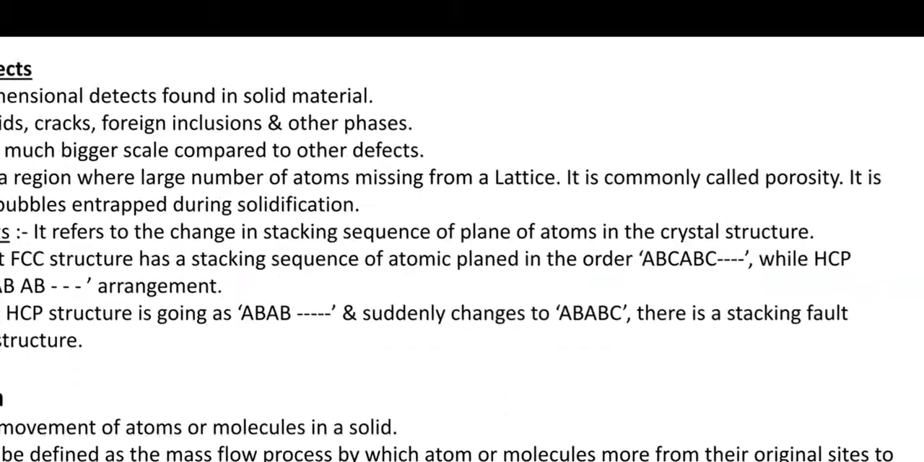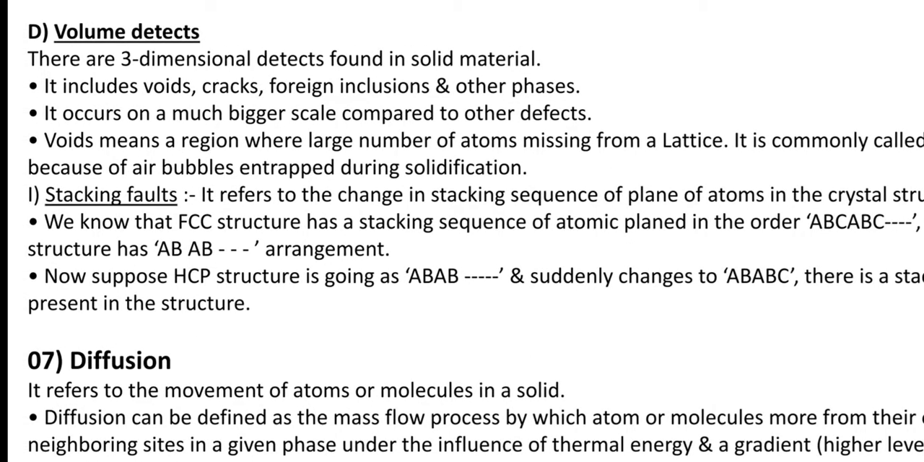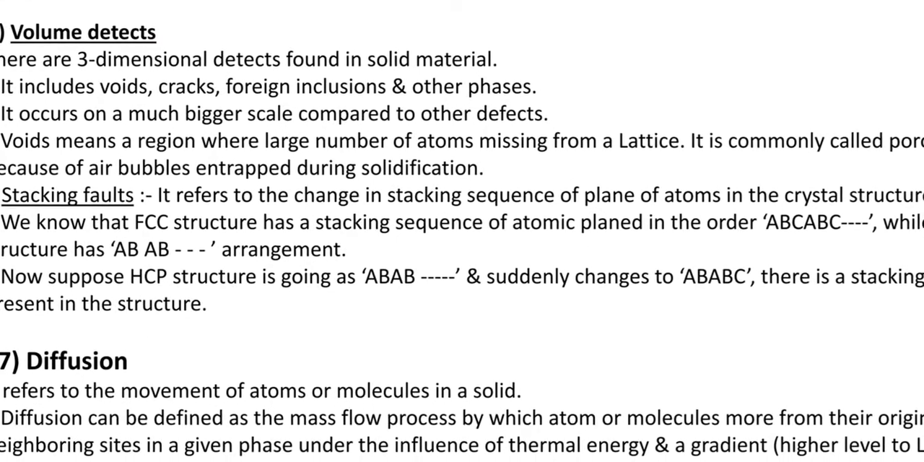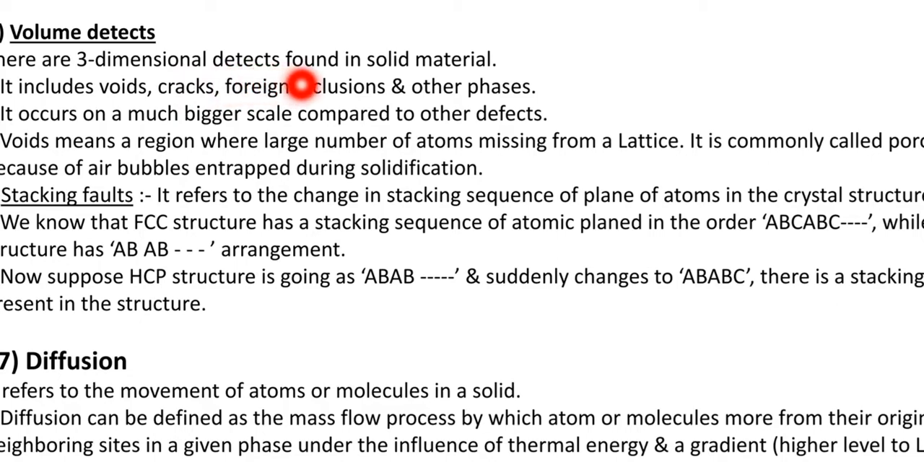Now volume defects. These are three-dimensional defects. They include voids, cracks, foreign inclusions and other phases. They occur on a much bigger scale compared to the other defects. A void means a region where a large number of atoms are missing in a particular lattice. It is commonly called porosity because of air bubbles entrapped during solidification.